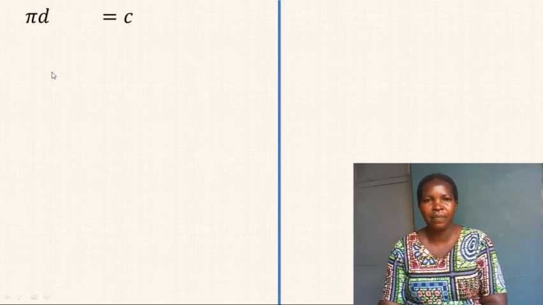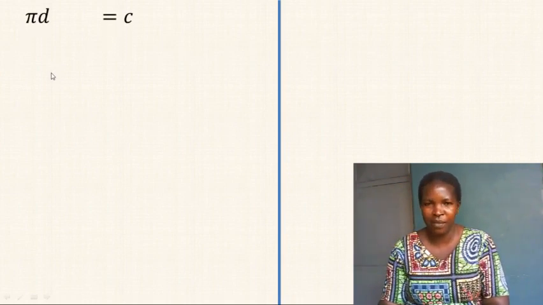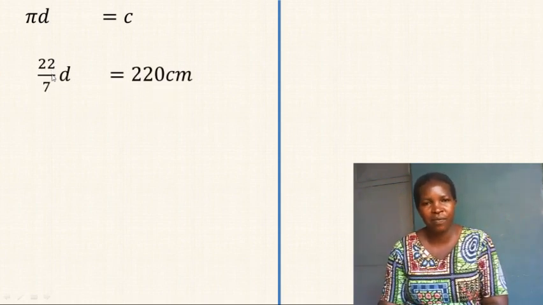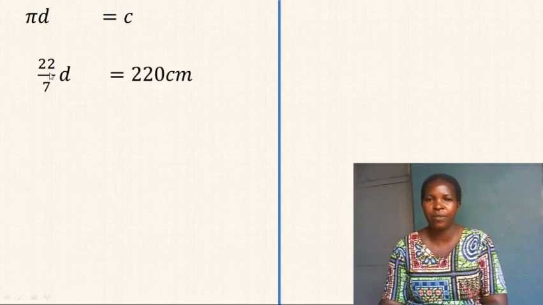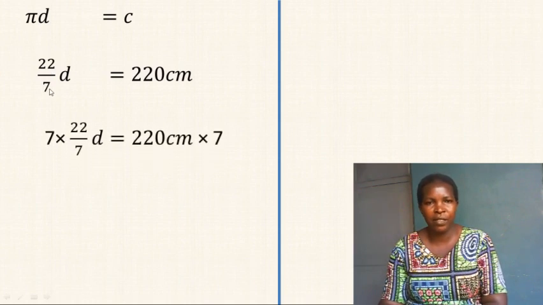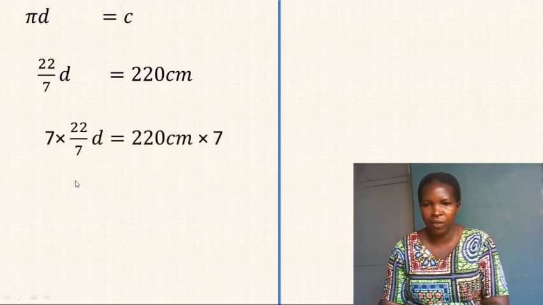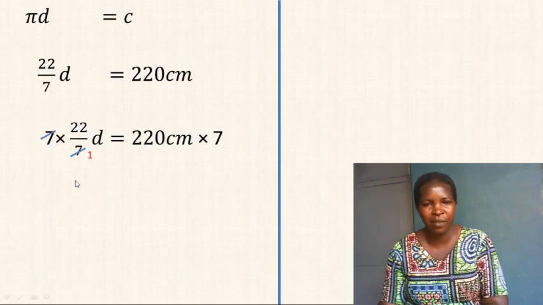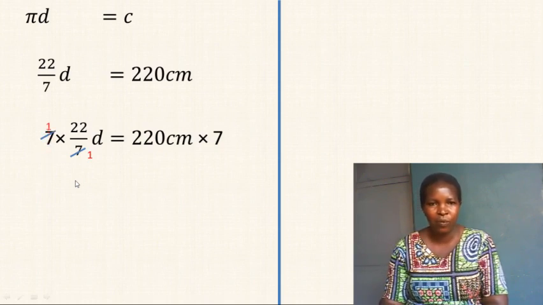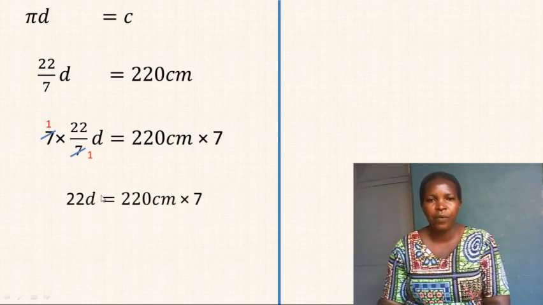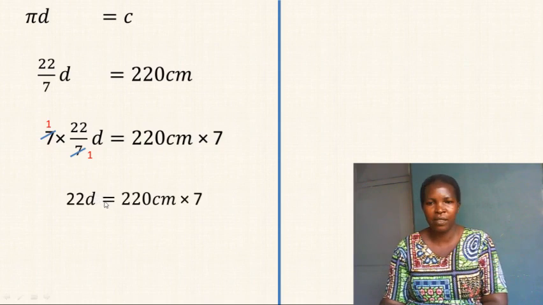Yes, somebody is telling me pi d equals circumference. Next step, we shall substitute. 22 out of 7 d will equal 220 centimeters. So we are going to multiply throughout in the next step by 7. So we need to cancel at this stage. 7 into 7, what is the outcome? Somebody has whispered the outcome is 1. How about 7 divided by 7? The outcome, 1. Good of you. So we proceed to the next step: 22d being equal to 220 centimeters times 7.